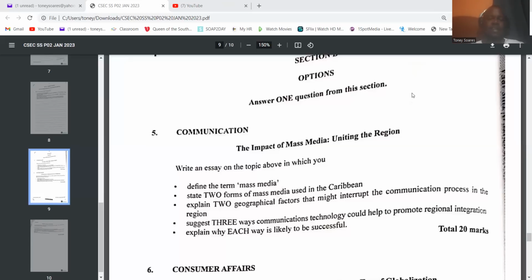Good. Next part says, explain two geographical factors that might interrupt the communication process in the region. So geographical factors, that is the location that might interrupt the communication process in the region, that is within the Caribbean region or within CARICOM. Understand? All right. So two things would be the internet moving too slow, right? So that might cause a delay in the communication process and cause people to get frustrated. Messages can be received slowly or probably get lost, right?